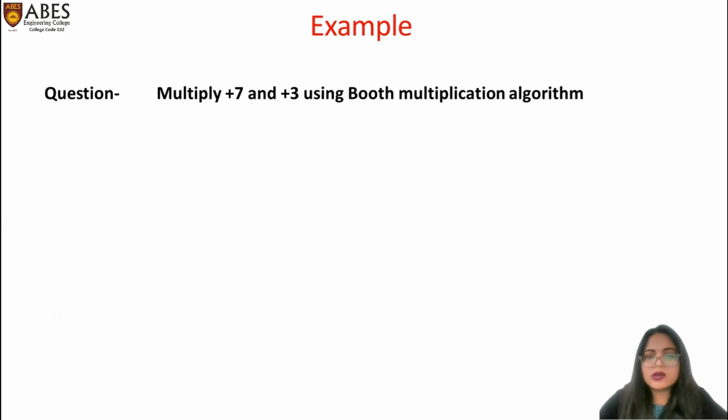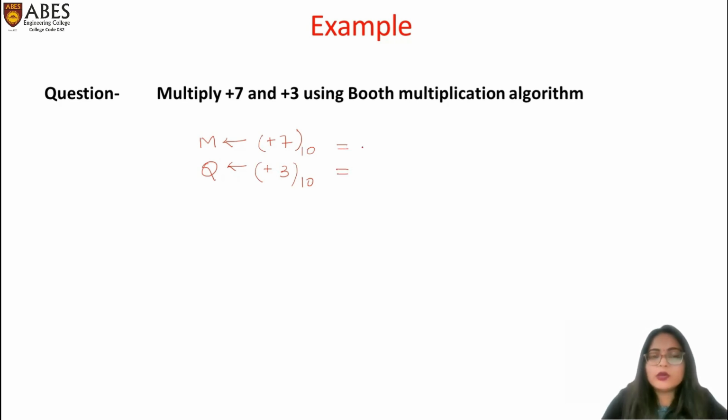Now this is the first question. We are going to start with plus sign with plus sign multiplication. So let's start. I need to take M and I'll give it plus 7, with Q as the multiplier and M as the multiplicand. The first integer will become the multiplicand and the second integer will become Q, the multiplier. Both numbers are positive, so I will take the binary equivalent of these numbers.